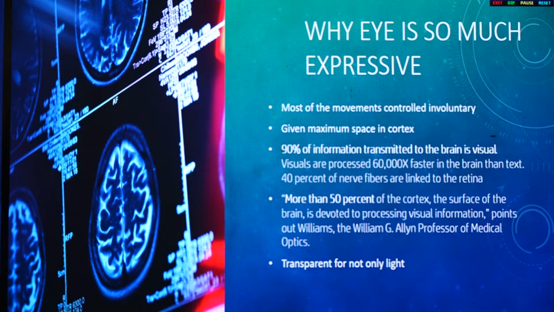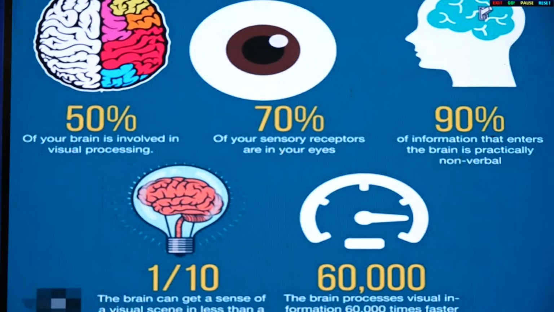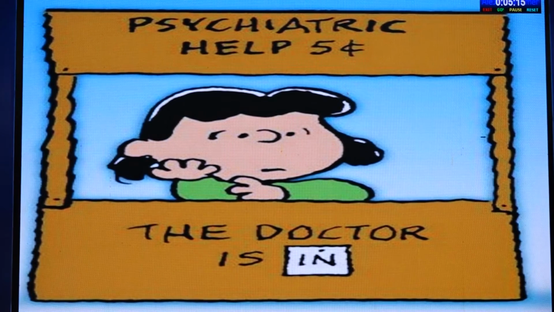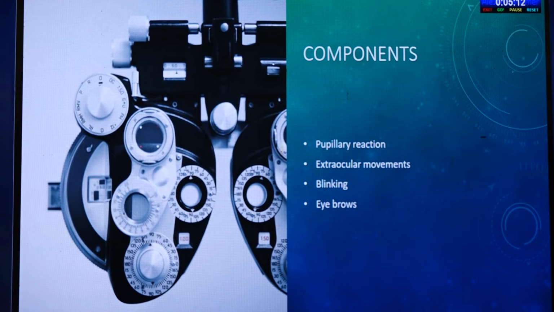So why is our eye so expressive? Most of the movements are controlled involuntarily, giving maximum space in the cortex. 90% of the information transmitted to the brain is visual, and it is processed 60,000 times faster in the brain than text. 40% of nerve fibers are linked to the retina. More than 50% of the cortex and surface of the brain is devoted to processing visual information. So this much importance is given in the brain to vision, and the eye is transparent not only for light, it is transparent for your emotions also, which come out very fast. These are all the facts regarding the eye. And the second reason is, as patients are not going to psychiatry, they will come to our specialty only.